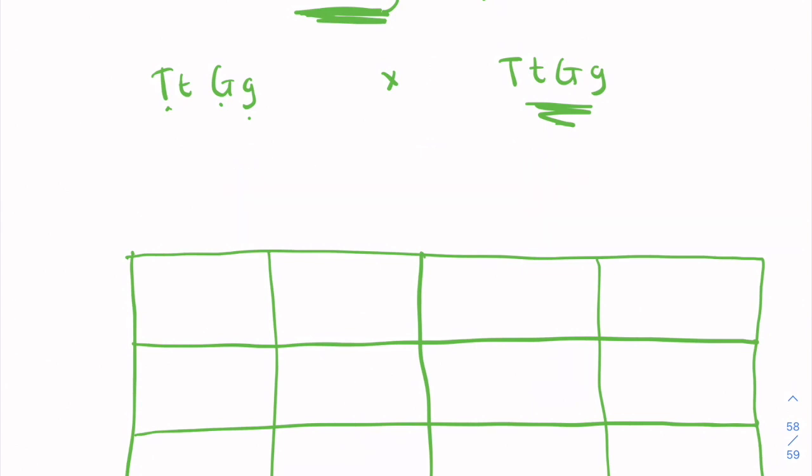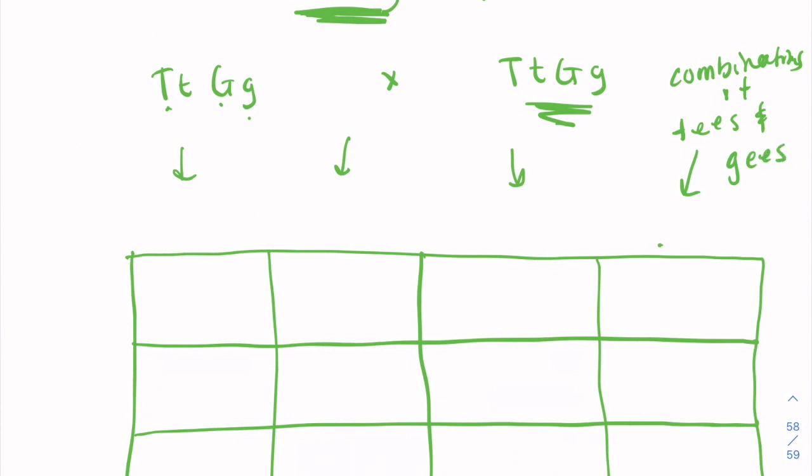What we need to do is up here, at the tops of these columns, we're going to put combinations of T's and G's. Like we'll put a T and a G, a T and a G, a T and a G, and a T and a G that are possible from one parent. And over here, we'll put a T and a G, a T and a G, a T and a G that are possible from the other parent. Whatever you do, do not put 2 of the same letter up here, ever. Do not put 2 T's here, do not put 2 G's here. Do not do that, it will not work.